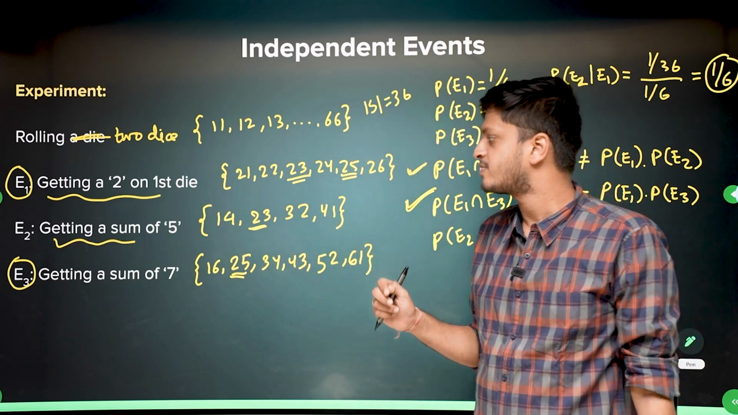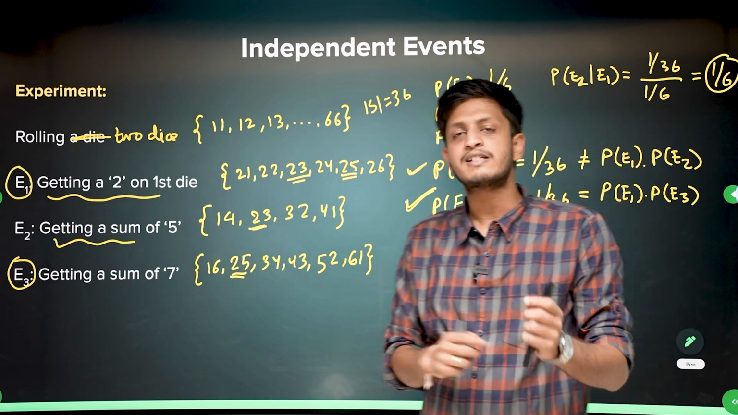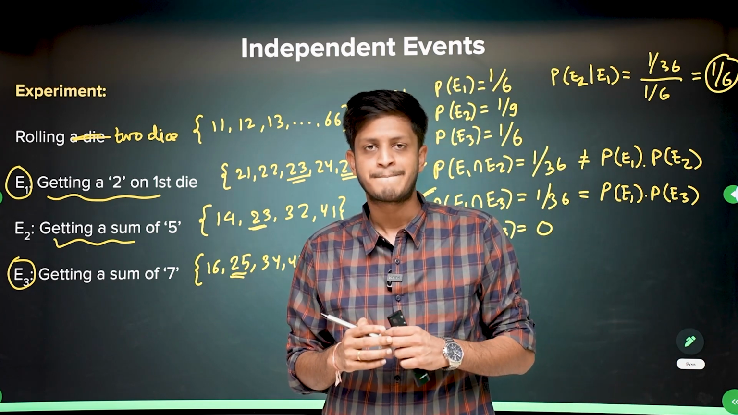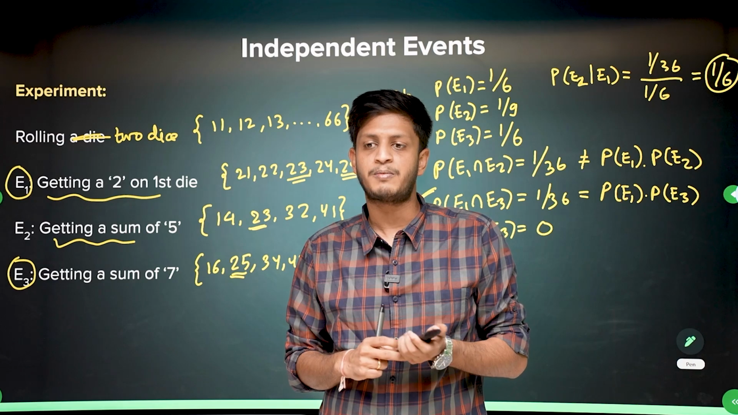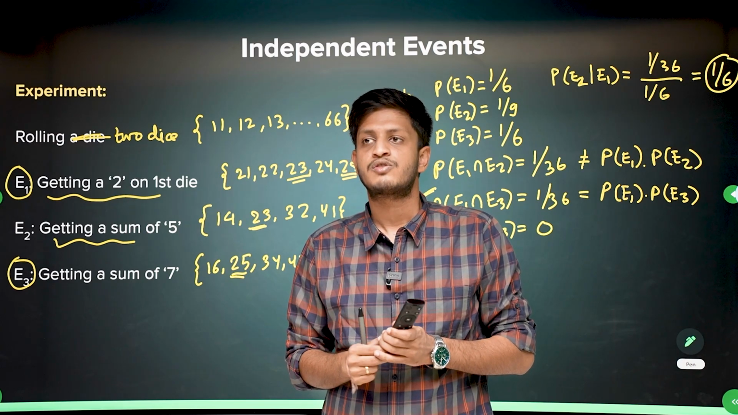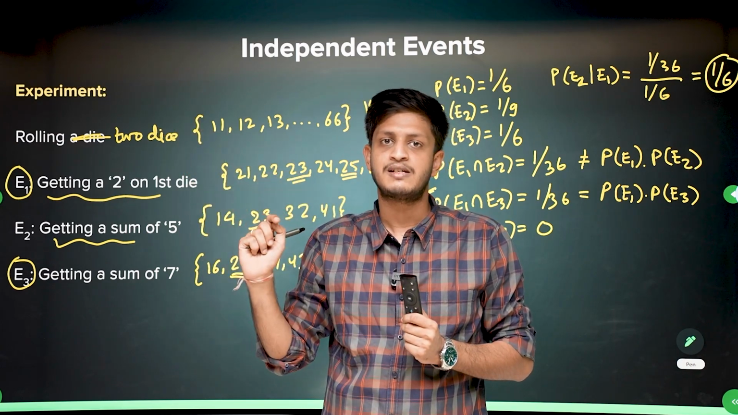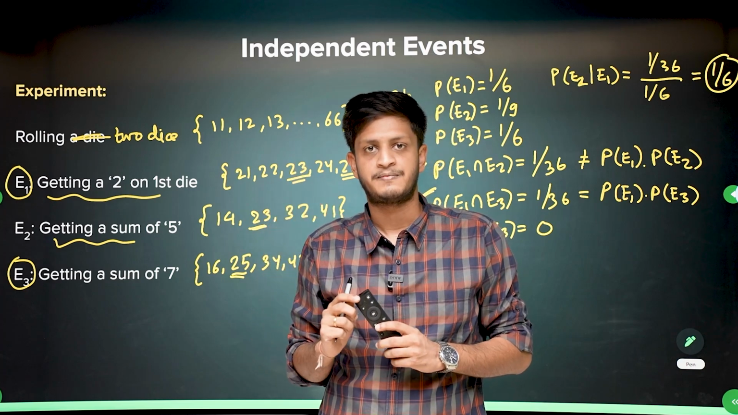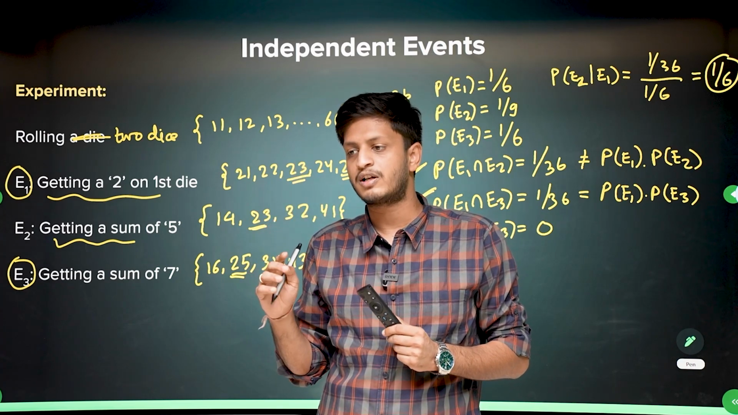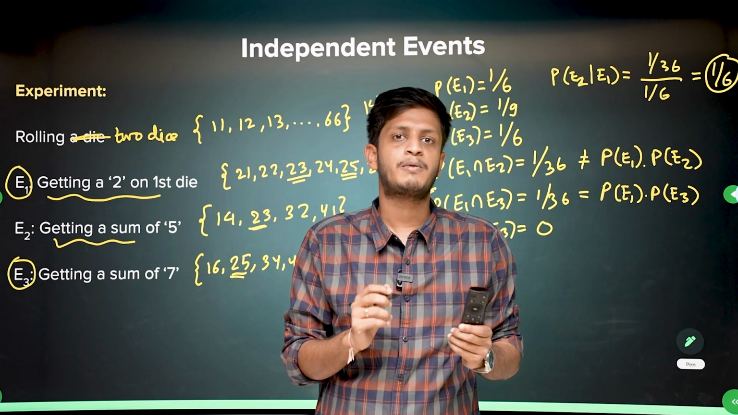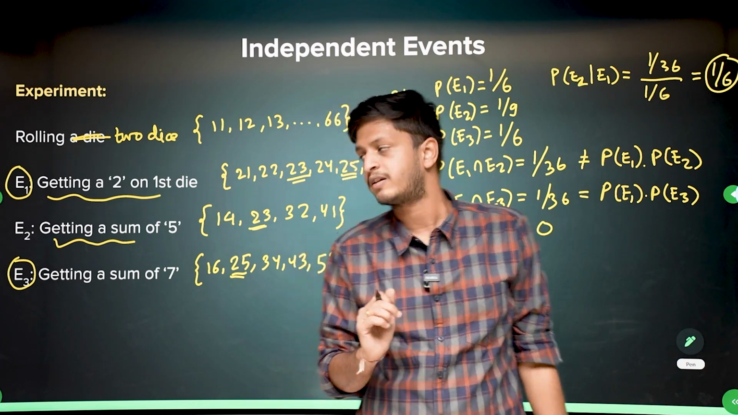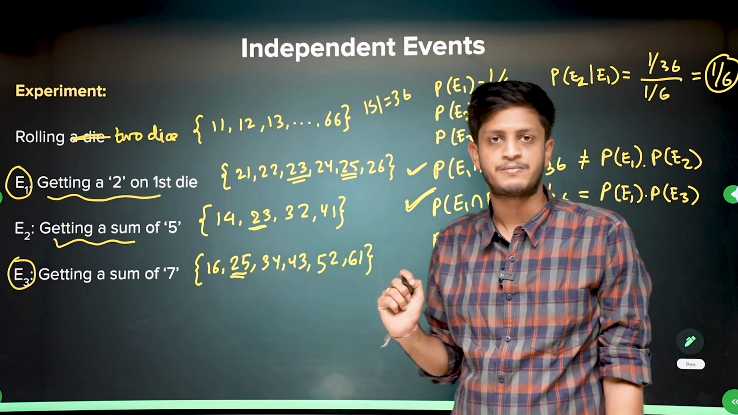But now let's see that as well. Event E3 was getting a sum of 7. Out of all 36 outcomes in the sample space, 6 elements satisfied that. So 6 of the outcomes had a sum of 7. Initially the probability of getting a sum of 7 was 1 by 6. These were the 6 outcomes.